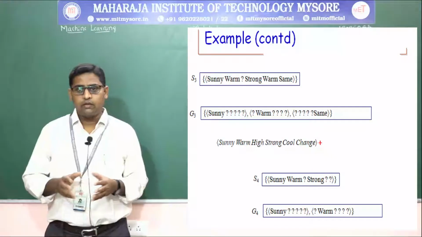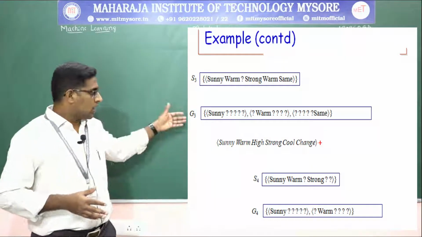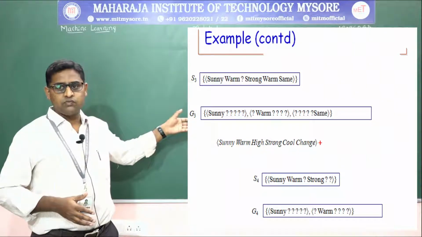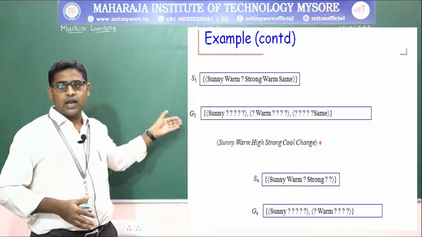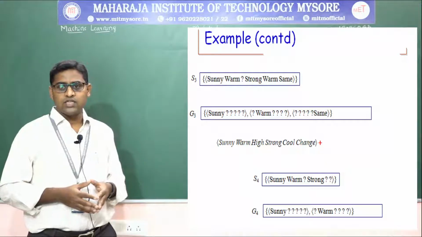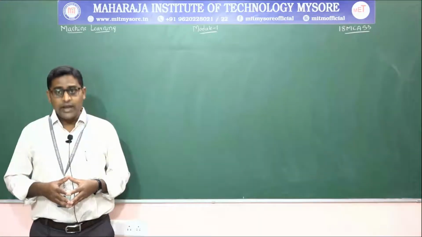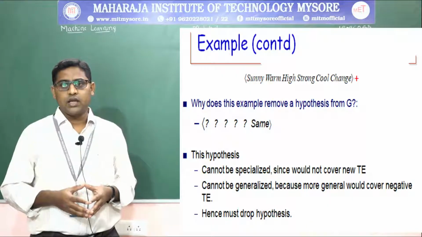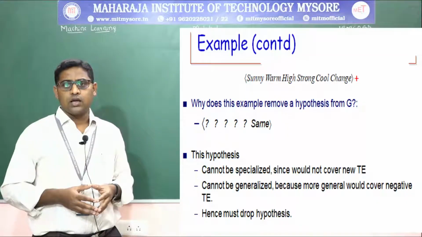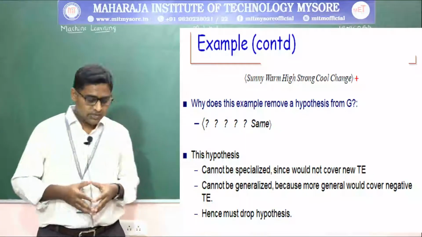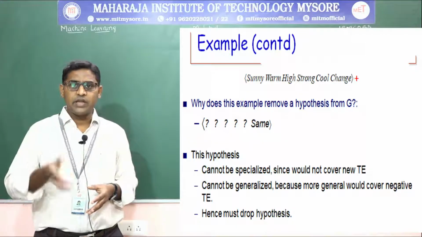In such a way, we cannot go for 3 different values, so we will continue with the 2 specific values. And for the last row we will go for S4, and we will define G4 with the specific values sunny, and rest of them are generalized, and the remaining values are generalized here. So why does this example remove a hypothesis from G? All the generalization values are represented as question mark symbols, and the forecast will remain same or it will be changed. In this hypothesis it cannot be specific, since it will not cover new training examples. That is why it will be generalized.